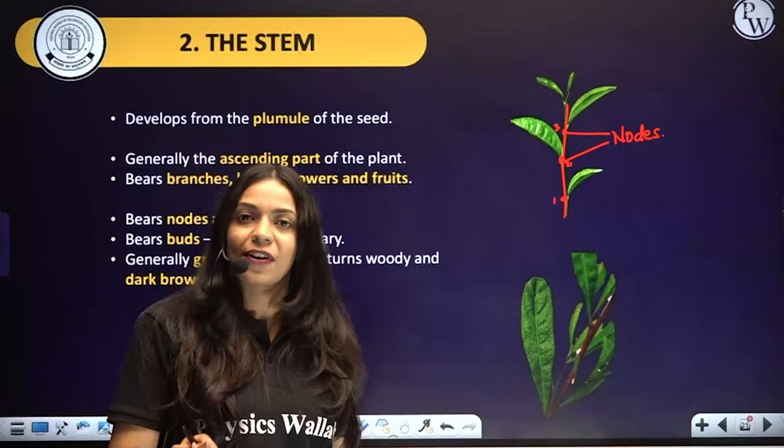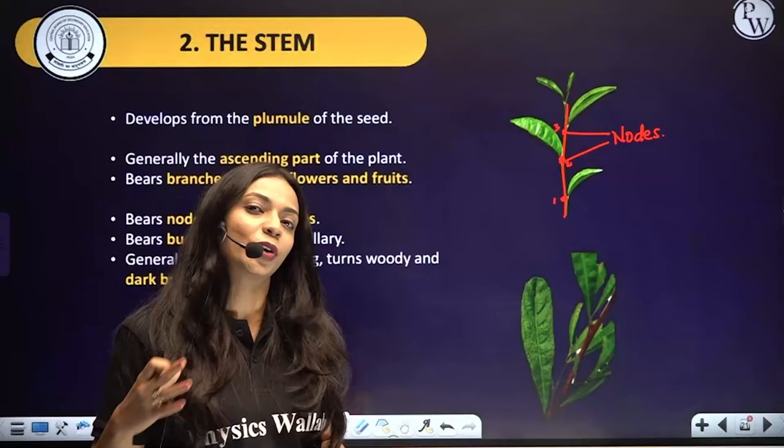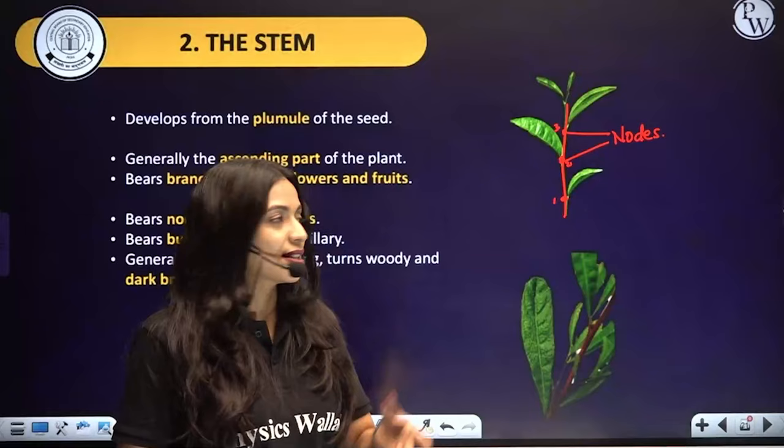So you have nodes here. Again, I repeat, nodes are those regions on the stem from which the leaves arise. And internodes are the regions between the nodes. Inter means what? In between, right? Inter-class competition is competition happening between two classes. Inter-college competition is competition happening between two colleges. Similarly, internodes are regions that are present between two nodes.